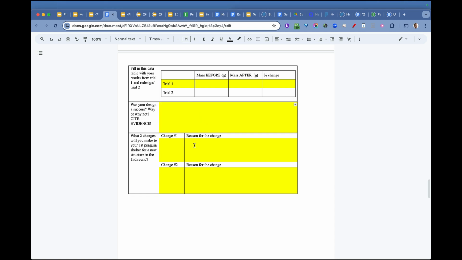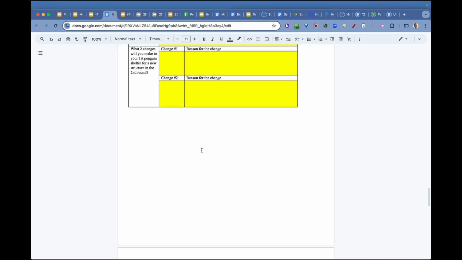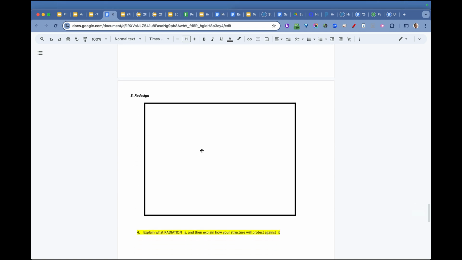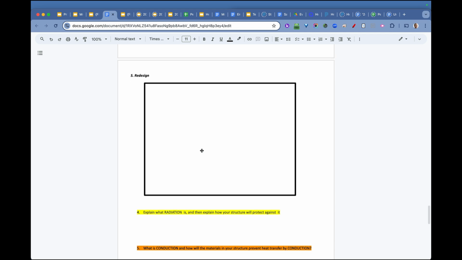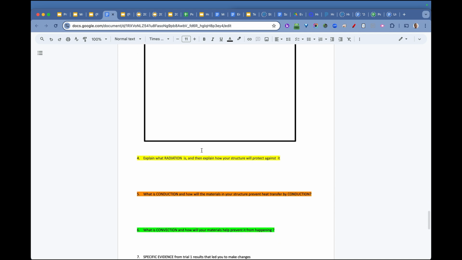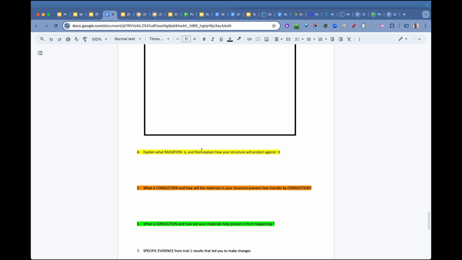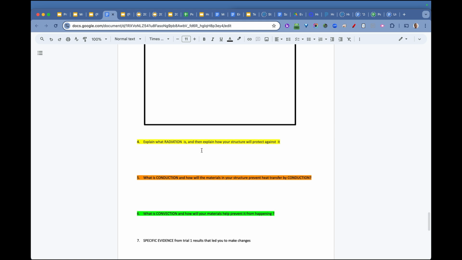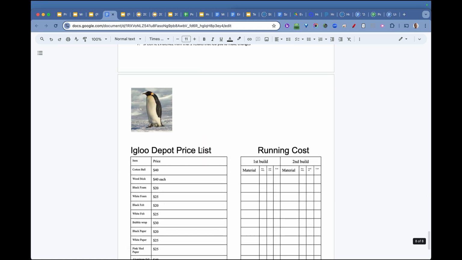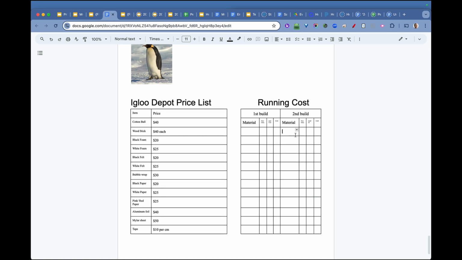So they had to describe the change and the reason for the change based on that. Then they went ahead and did the redesign with a labeled diagram. Then they had to explain how radiation, conduction, convection were counteracted by their design. And then they had to determine the cost of their second build. And then they got approval for the redesign and they started building it.